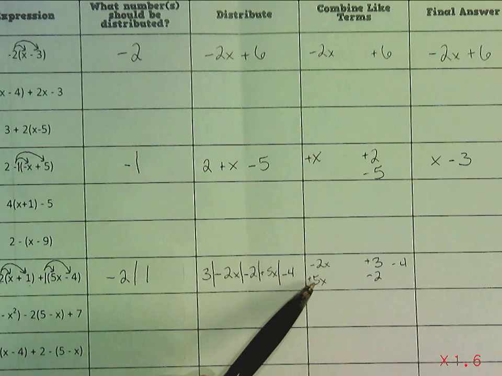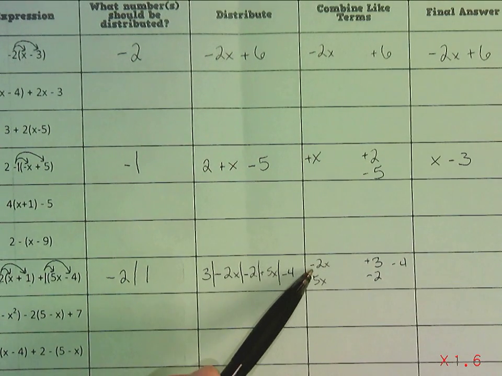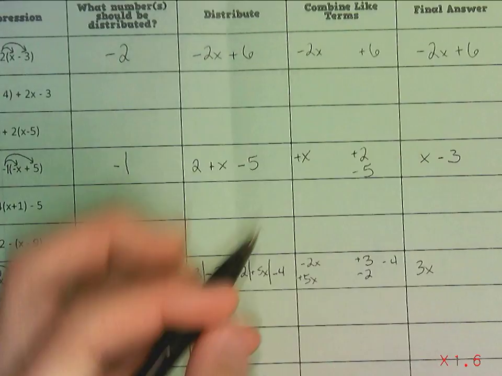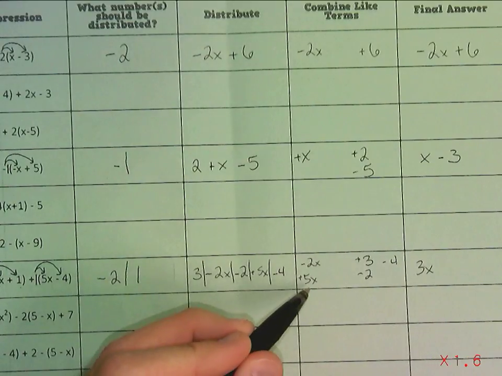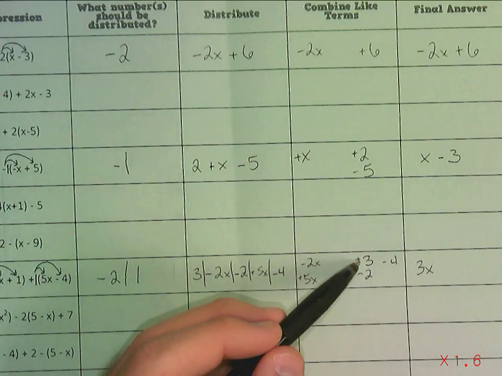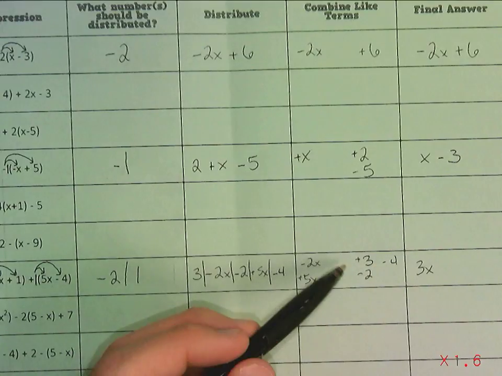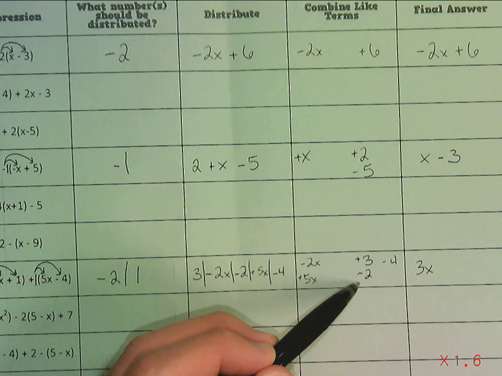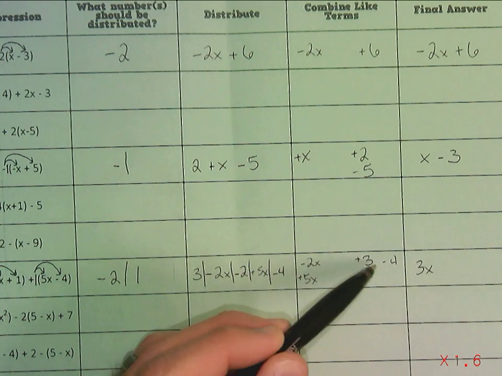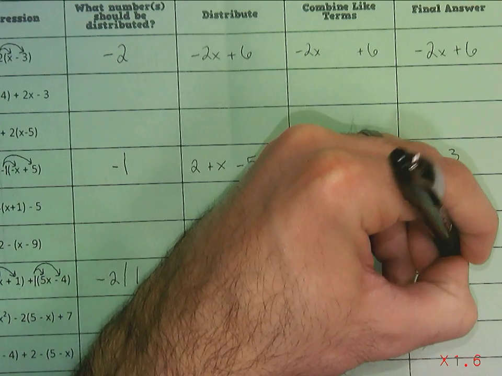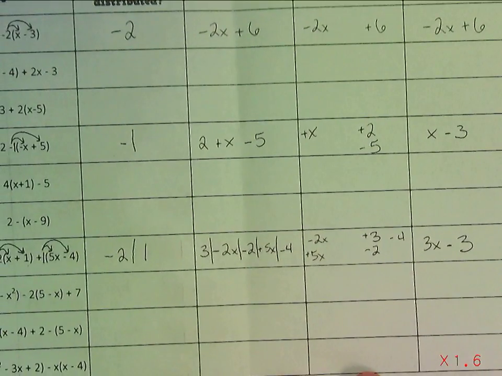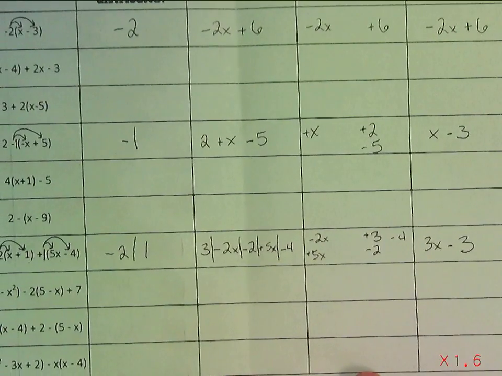So a positive 5x and a negative 2x would give me a positive 3x because I have more positives here. And then I have a 3, a negative 2, and a negative 4. So a positive 3 minus 2 would be 1. And then 1 minus 4 would be a negative 3. So my final expression here would be 3x minus 3.